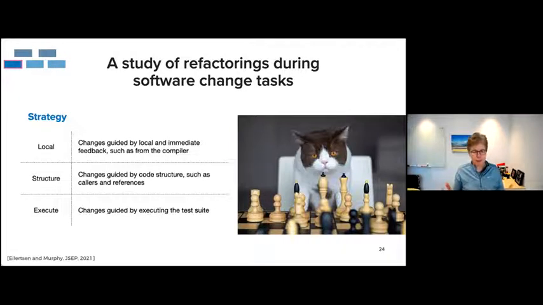And other people were what we call an execute strategy. They were insistent on keeping the code running at all times, and they relied on the test suite to a great extent. So they might make a change, see if the test suite still ran, make a change, see if the test suite still ran. And as soon as it didn't, they would back off and then do more planning and move forward.